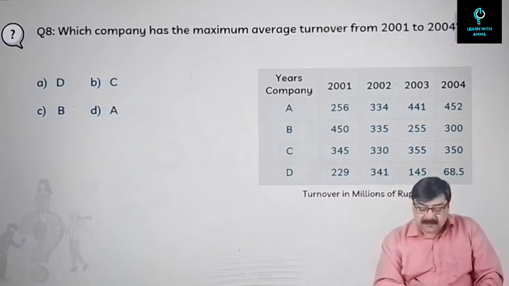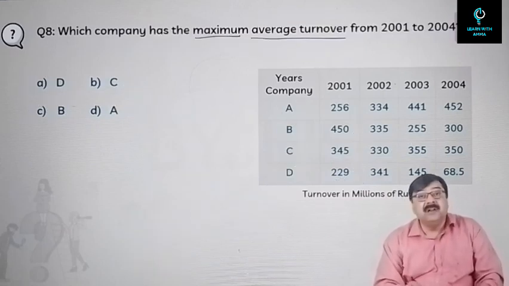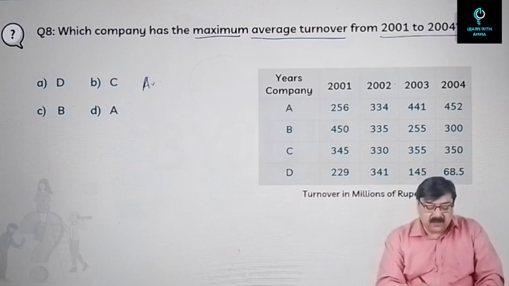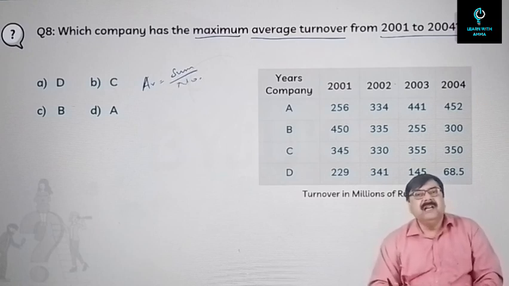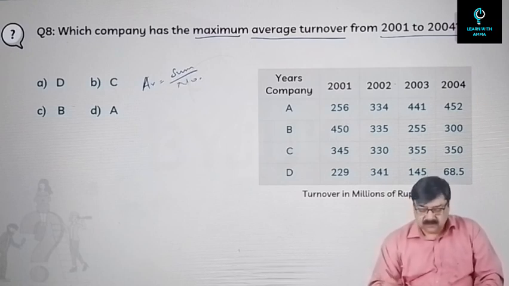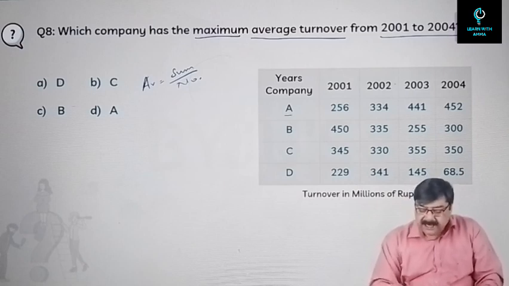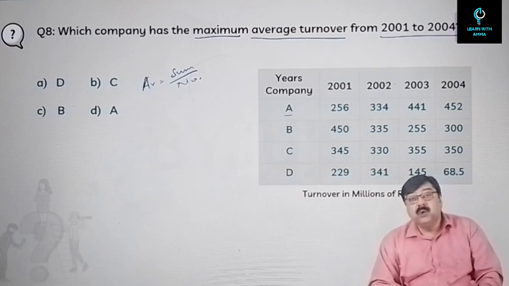Now, which company has the maximum average turnover from 2001 to 2004? Well, average we know is sum of quantities by number of quantities. The number of quantities in each case is the same, that is 4. So all that we need to find out is the sum of quantities. Whichever has the maximum sum will be the answer. So for company A, let us just add these numbers, and when we add these numbers, kindly make sure that you add 2-digit numbers at the same time.